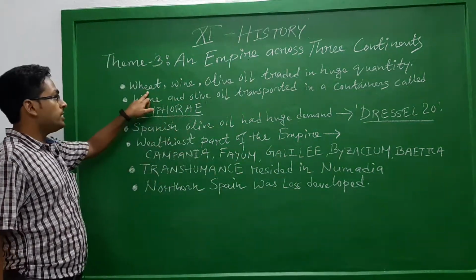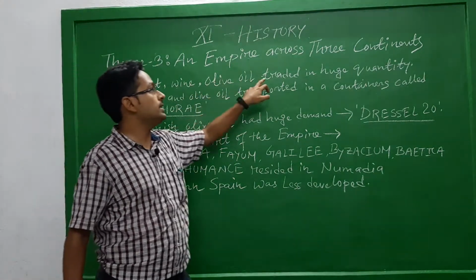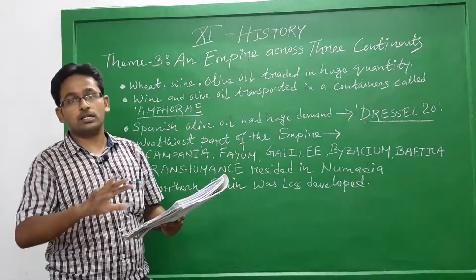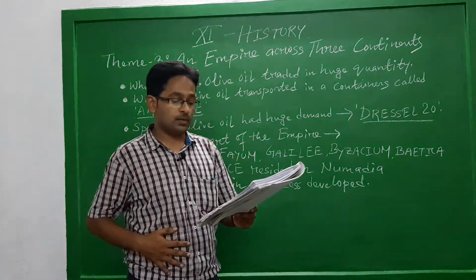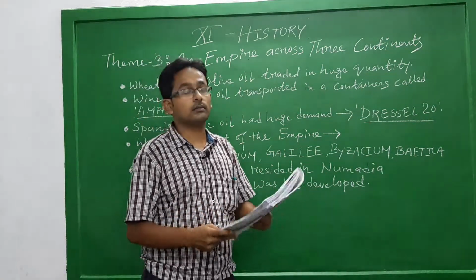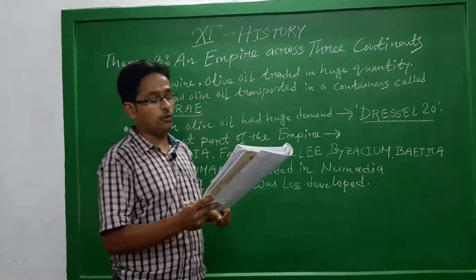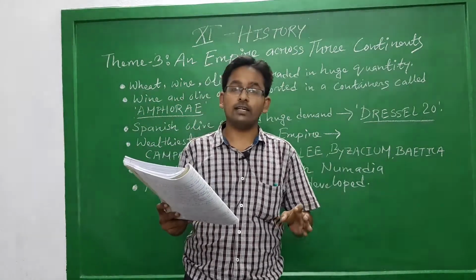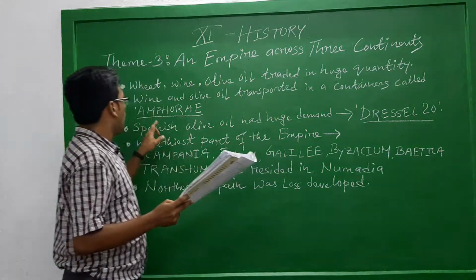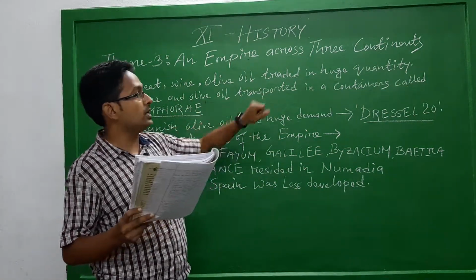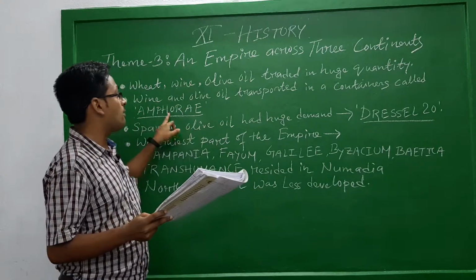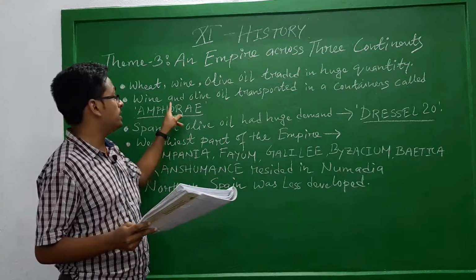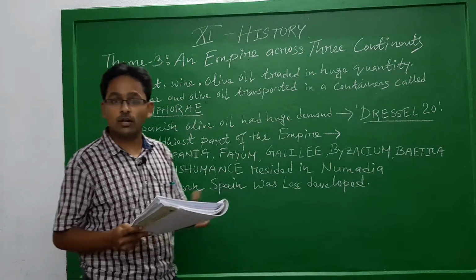Wheat, wine, and olive oil were traded in huge quantities and consumed by the Roman people. These products came from Spain, the Gallic provinces, North Africa and Egypt. Wine and olive oil were transported in a container called an amphora. Remember, this is very important for a 1 mark question.